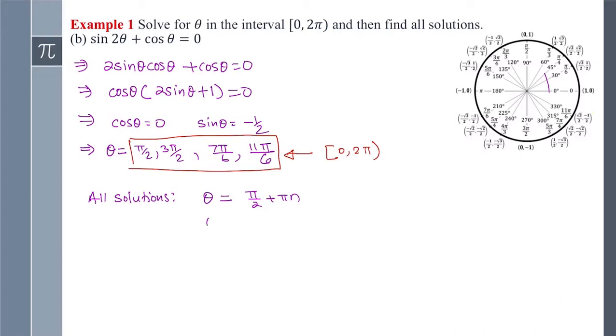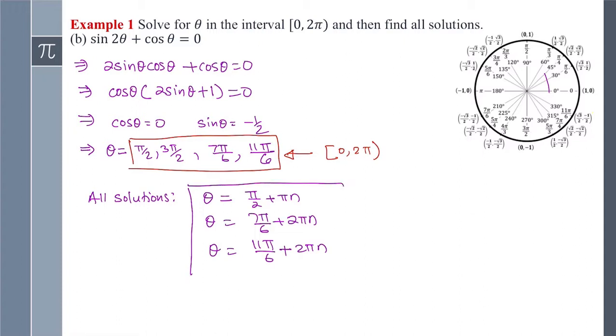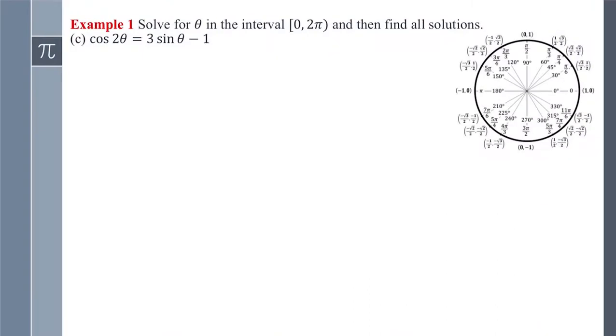And then for 7 pi over 6, we write 7 pi over 6 plus 2 pi n, and then theta equals 11 pi over 6 plus 2 pi n, where n is an integer. So this is the solution, all solutions for this equation. Let's look at another example.